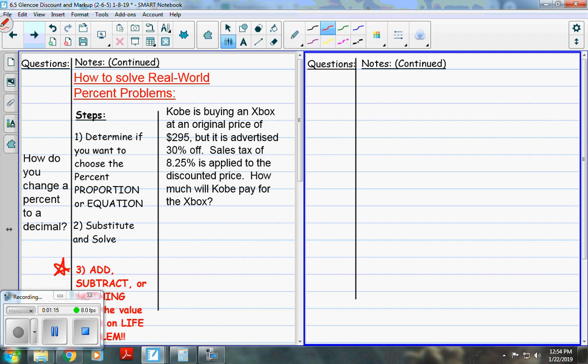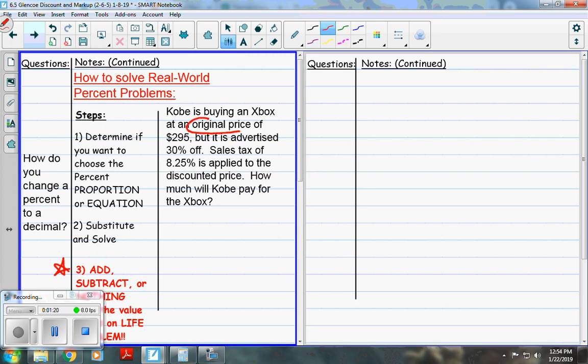So let's go ahead and read the problem and circle the things we care about here. We care that the original price is $295 with 30% off. And then the second part of this problem will be the sales tax of 8.25%. And this is only on the discounted price. And that was our hint in this first part, that it wouldn't be done on the original price. And our goal in this problem is, how much will we actually pay for this Xbox?